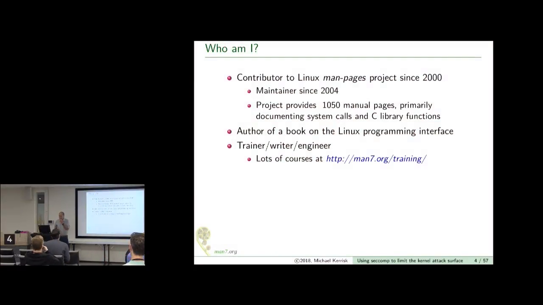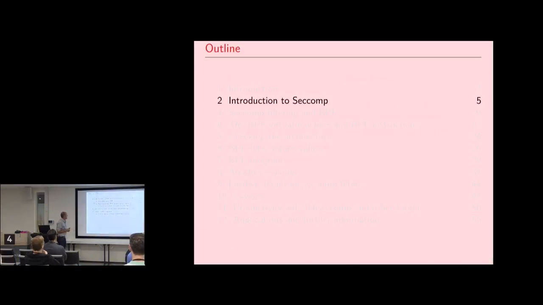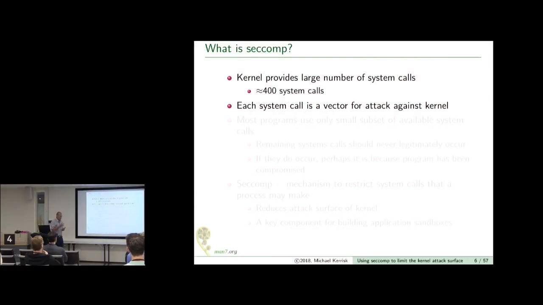Seccomp is a facility for limiting the set of system calls an application's allowed to make. The kernel provides around about 400 different system calls. There is a manual page called syscalls where you can see that list. The way most programmers think about system calls is it's a way of asking the kernel to get something done. The way attackers think about system calls is this is one more way I might try and compromise the system.